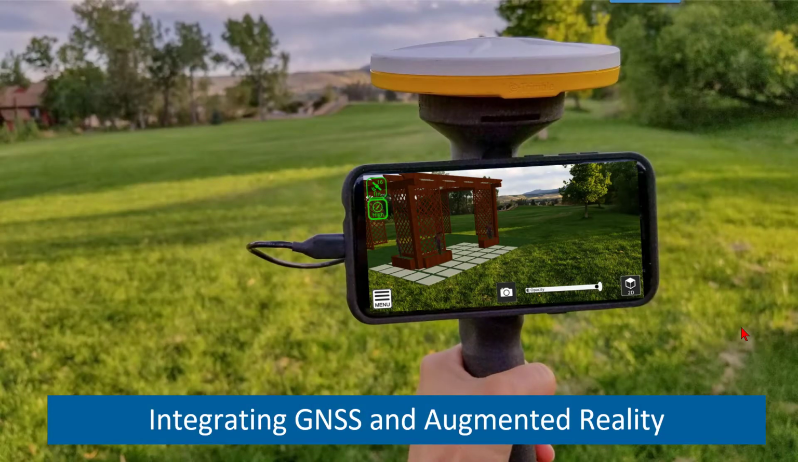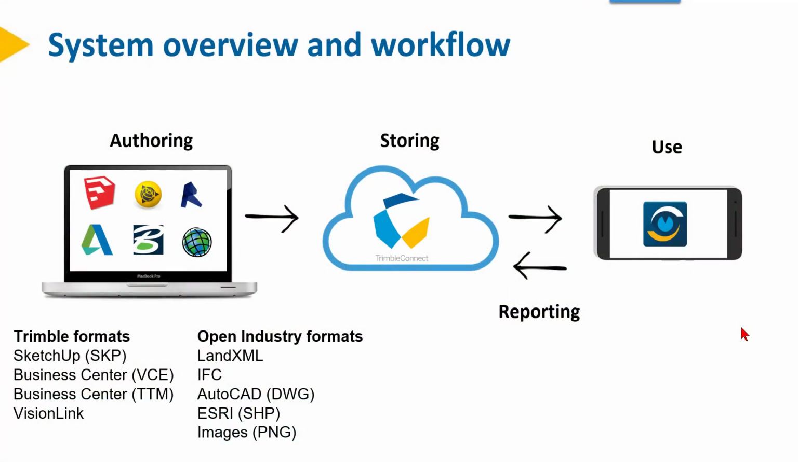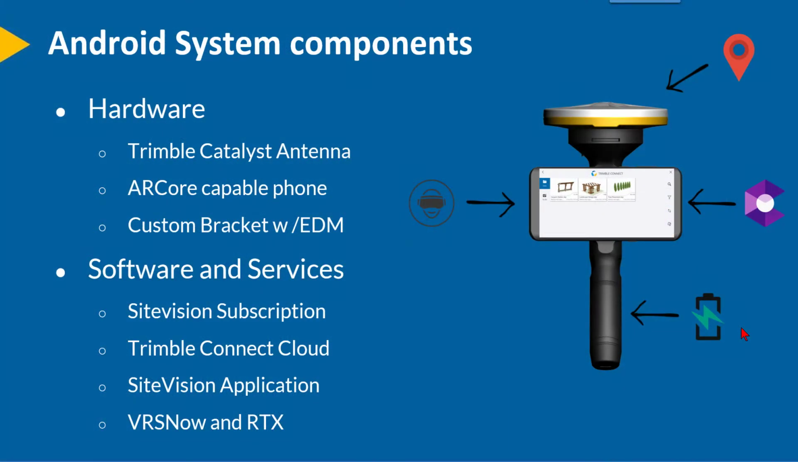SiteVision's been out for a couple of years, but basically it's a system that integrates a lot of Trimble GNSS and modeling data into augmented reality. So basically you can view this stuff outdoors in real time. It works through Trimble Connect. There's various formats that it supports, so I'm not going to get into all of them, but the main thing is that you need the SiteVision app and a Trimble Connect account. And the hardware brings it all together.